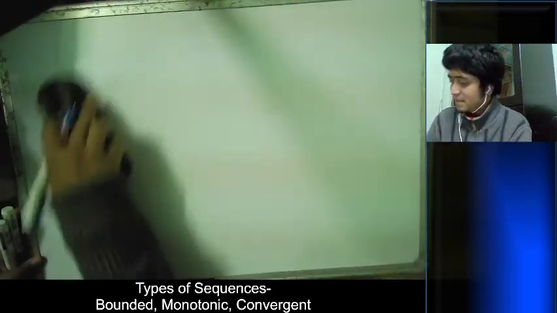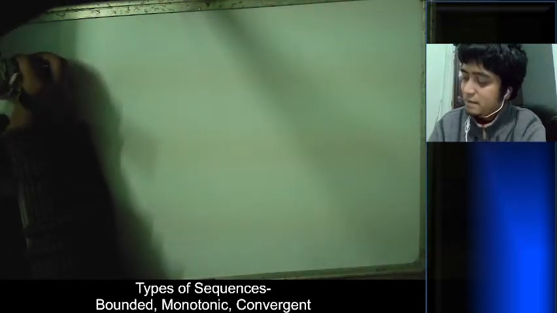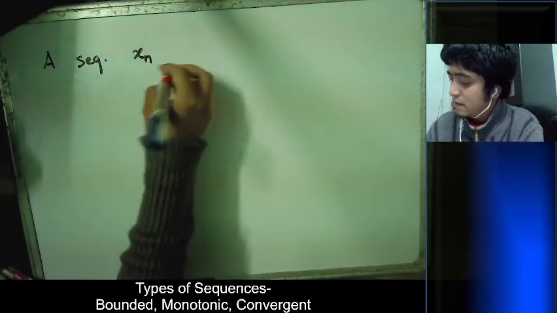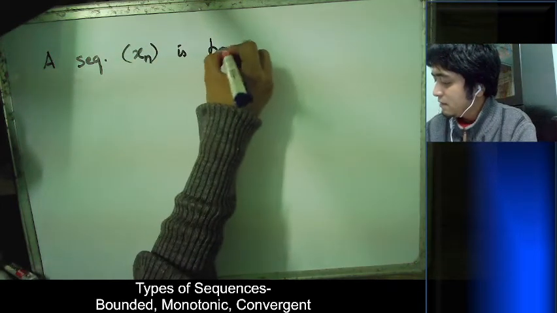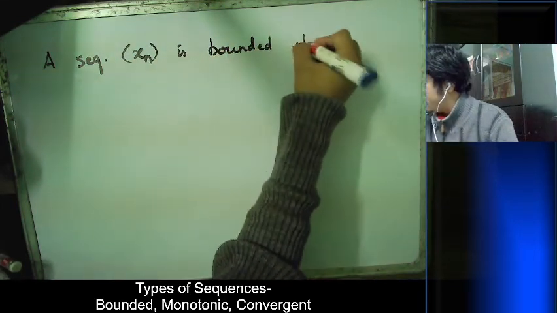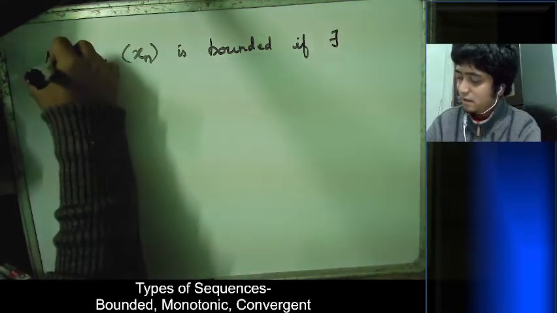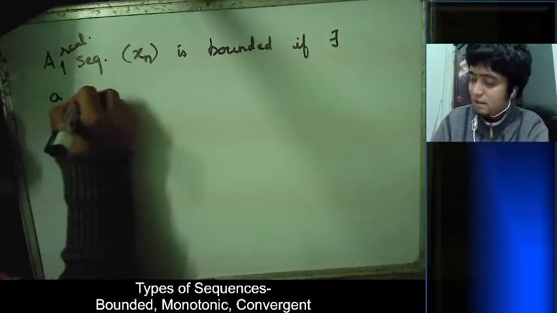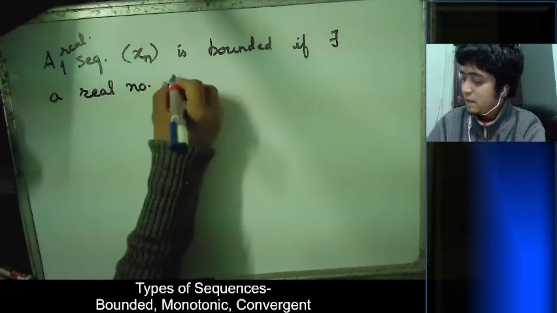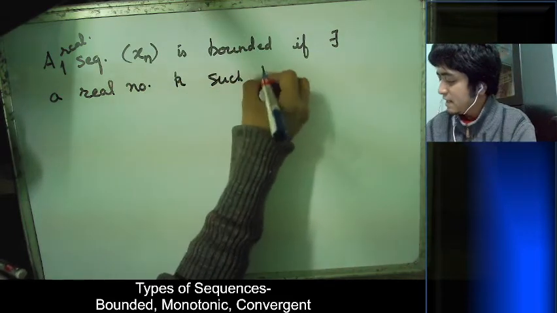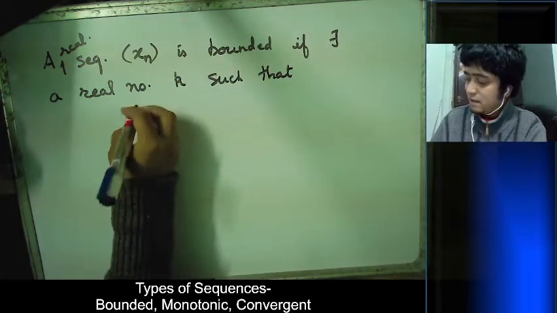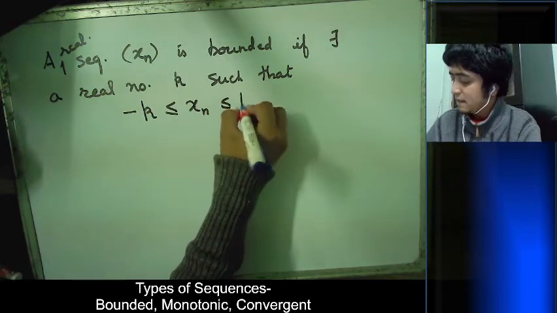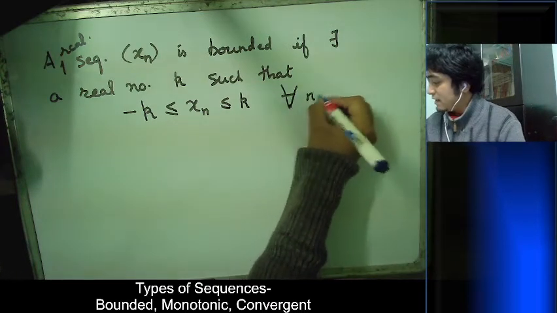With that being said, let us give a proper definition. A sequence xn is bounded if there exists, and I should mention over here, a real sequence is bounded if there exists a real number k such that minus k is less than xn, which is less than k, for all n belonging to N.